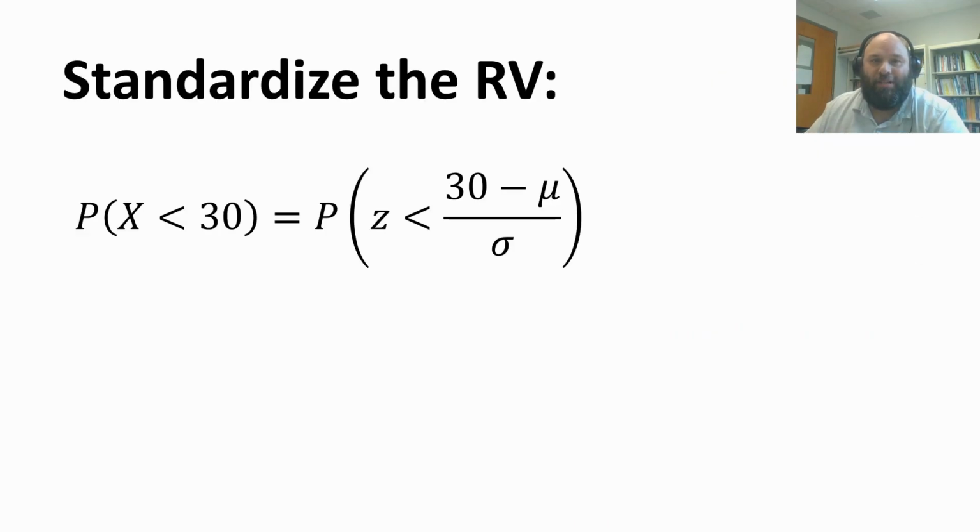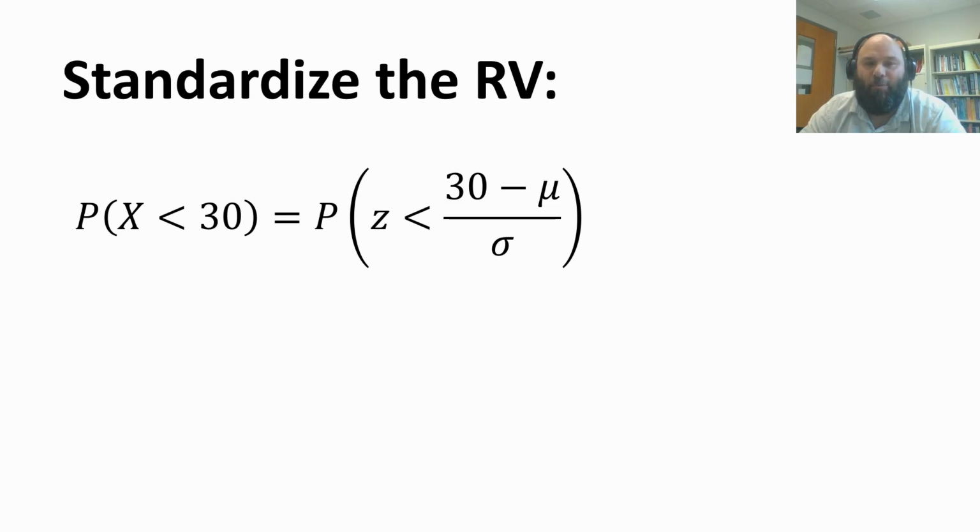So what do we do? We do something called standardize the random variable. So if X is our random variable, which is the number of weeks with 300 or more customers, the probability that X is less than 30 is equivalent to the probability that Z is less than 30 minus the expected value, divided by the standard deviation. Z is a standard normal random variable. This allows us to use our table. What we're doing is taking the number that we're interested in, which is 30, subtracting the expected value and dividing the difference by the standard deviation.